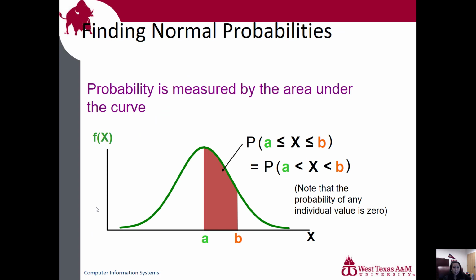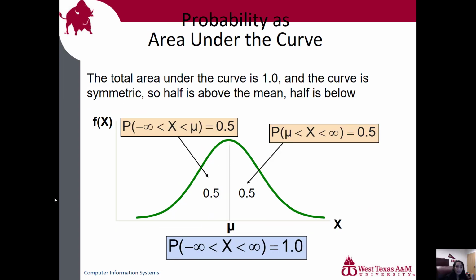And we had a little bit of an introduction to finding probabilities of a normal distribution, I believe in chapter 3. So this should kind of be a review. But we can measure probability by looking at the area under the curve. So if the total area under the curve is 1 or 100%, and we also know that the distribution is symmetrical, we can also say that 50% is above the mean, or half is above the mean, and 50% is below the mean.